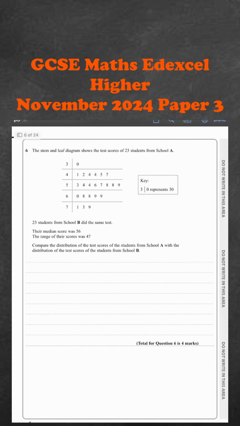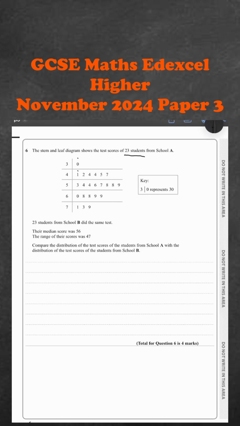Question 6. The stem and leaf diagram shows the test scores of 23 students from School A. 23 students from School B did the same test. Their median score was 56. The range of their scores was 47. Compare the distribution of the test scores from School A with the distribution of the test scores of the students from School B. So we have 23 students, so the 12th one is going to be the median.